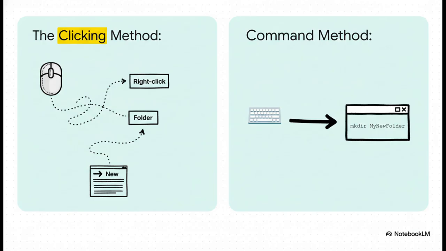On one hand, you've got the usual dance. Right-click, go to New, click on Folder, type a name, press Enter. It works, but on the other hand, you just type one single line of text. And that right there, that comparison, gets to the heart of this whole thing. There's a faster, more direct way to get your computer to do what you want.